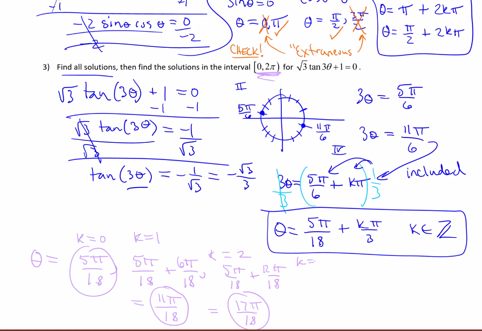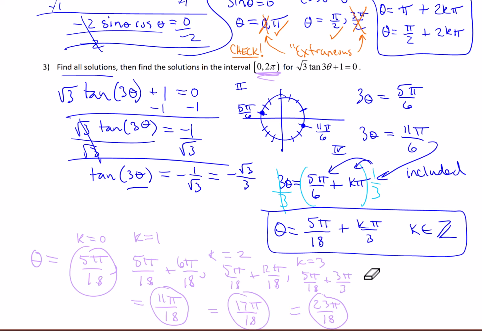What about when k is 3? Okay, this would be 5 pi over 18 plus 3 pi over 3, but 3 over 3 is really just 1. So that's really 18 over 18. So 5 plus 18 would give us 23 pi over 18. That's just doing common denominator arithmetic there with the fractions. If you need to slow that down and rework it, that's fine. That's so far as k is 3.